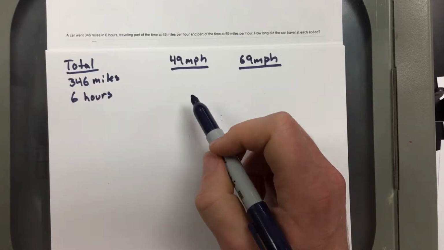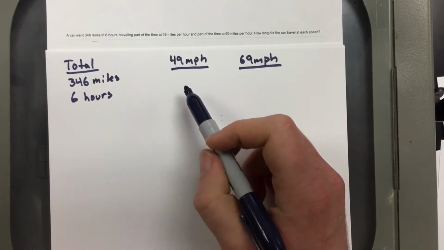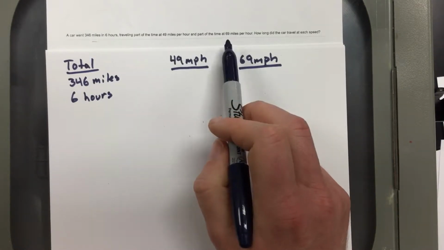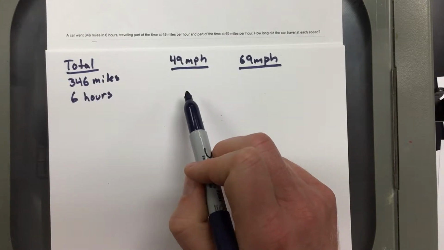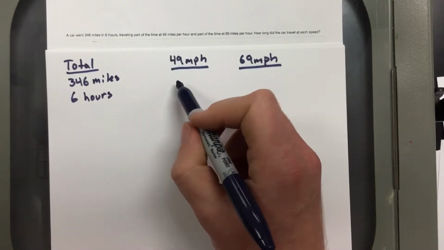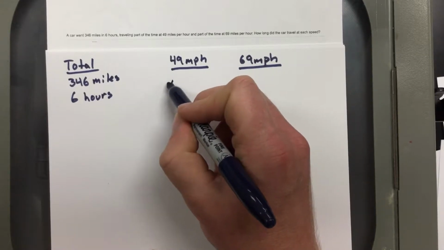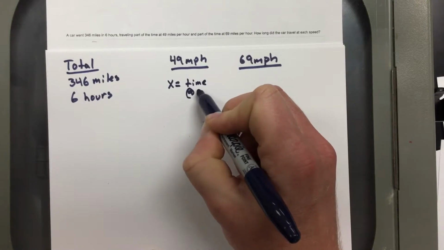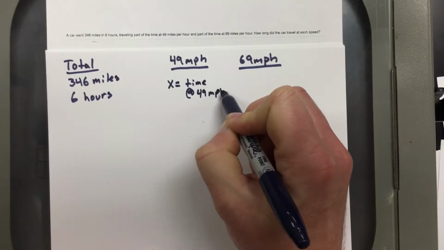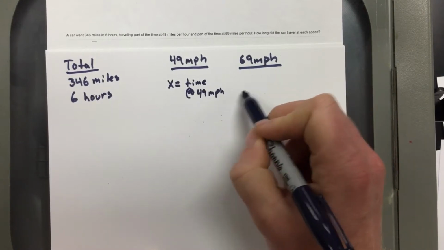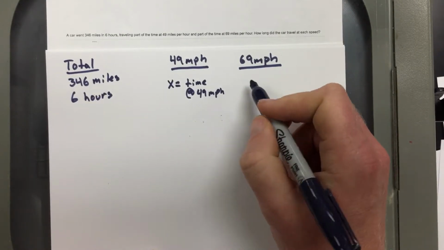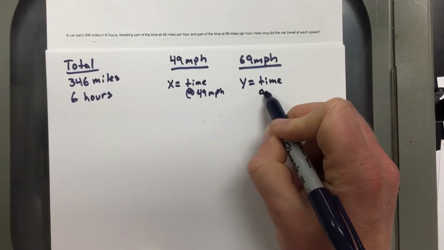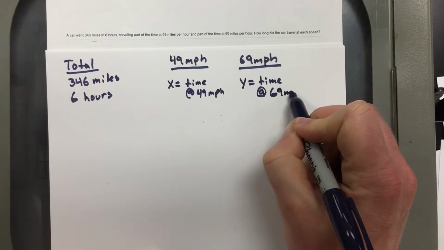the typical thing that students want to do is, because there are two different times here, a time at 49 miles per hour and a time at 69 miles per hour, the most common mistake in this problem is students want to say, all right, I'm going to say x equals time at 49 mph. And then a lot of times the students will say y equals time at 69 miles per hour.